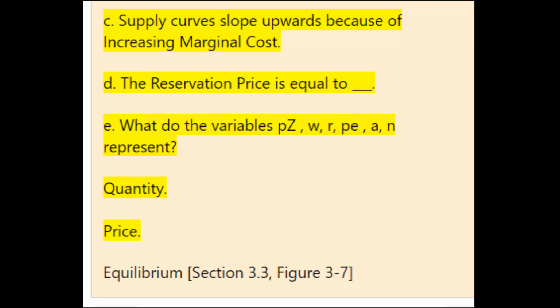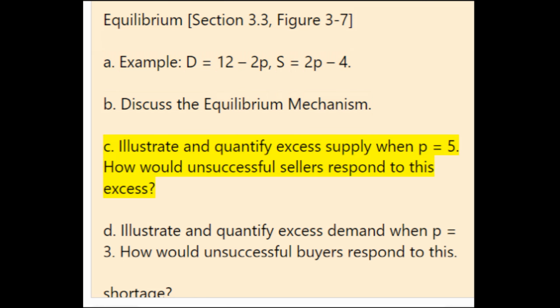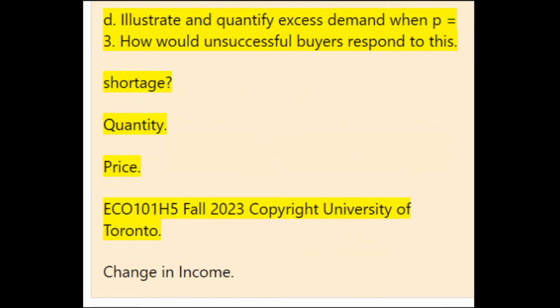Quantity. Price. Equilibrium, section 3.3, figure 3 to 7. A. Example, D equals 12 minus 2P, S equals 2P minus 4. B. Discuss the equilibrium mechanism. C. Illustrate and quantify excess supply when P equals 5. How would unsuccessful sellers respond to this excess? D. Illustrate and quantify excess demand when P equals 3. How would unsuccessful buyers respond to this?